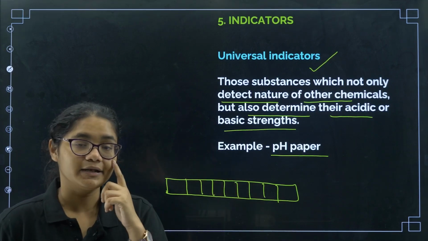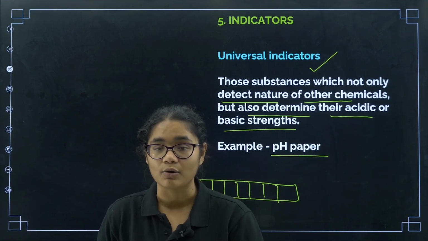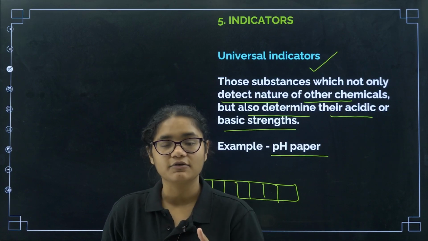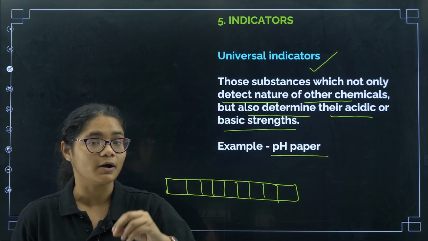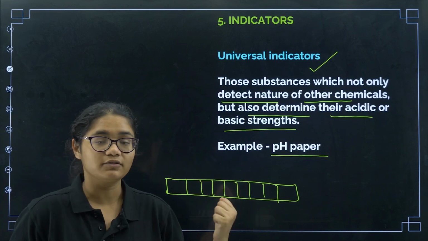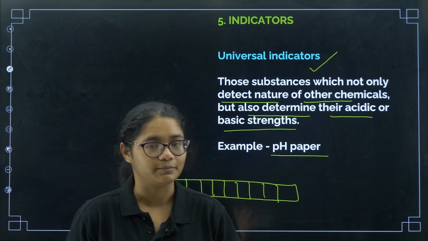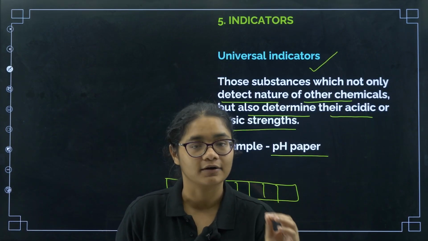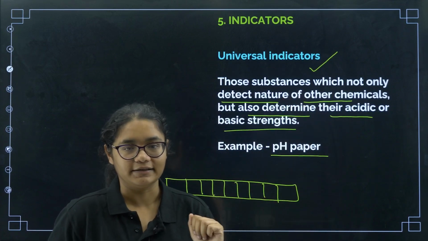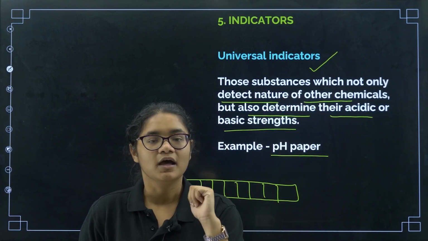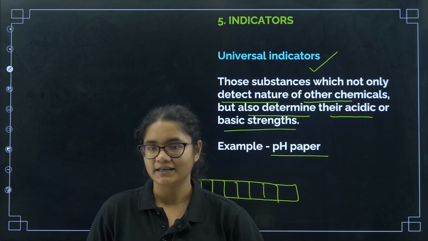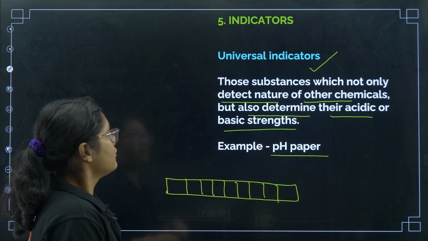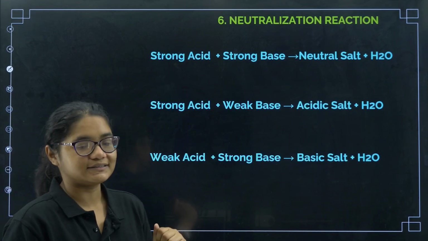So those types of indicators which not only tell us about the nature of the chemical, whether it is acidic or basic, but also tell you about the strength of that material, strength of acid or base, are called universal indicators. Okay, so in indicators we have seen olfactory indicators, then universal indicators. Okay, fine. Next, coming to neutralization reaction.